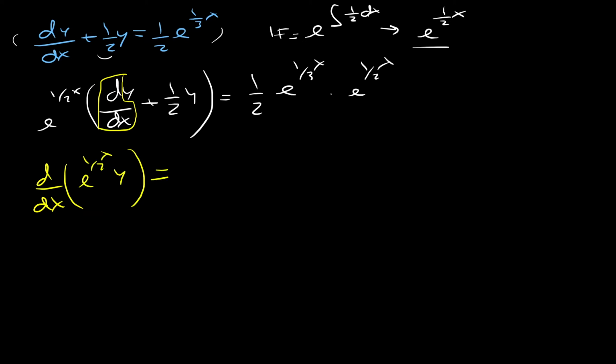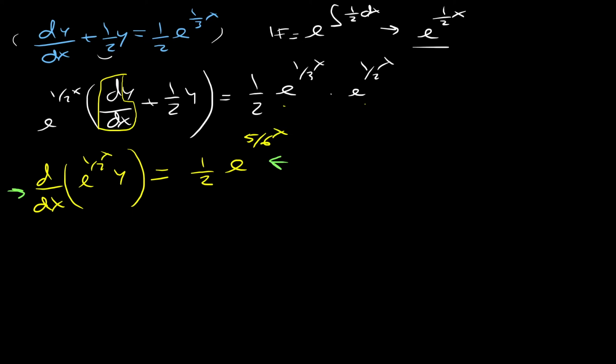And then if we notice, we have both these two terms here, and it's the same base, so we just add the exponents. 1/3, you can multiply it by 2, so it's 2/6, and this one by 3, so it's 3/6. So 2/6 plus 3/6, that's 5/6. So this is 1/2 e^(5/6 x). So the next step, now that we have this, is to integrate both sides.